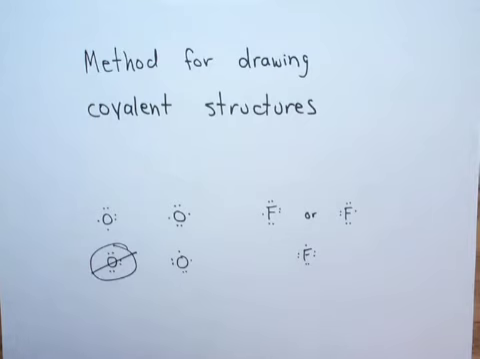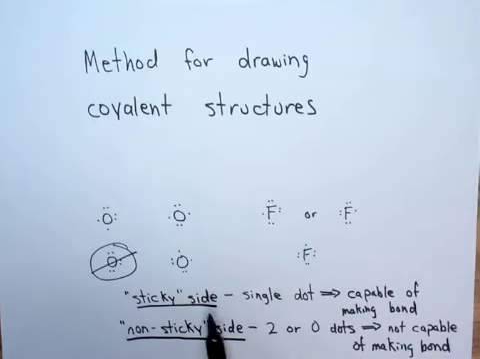The way I describe this is to say that whenever you have a dot structure, you have what are called sticky sides and non-sticky sides. What I mean by a sticky side is any side of one of these dot structures that has a single dot. What's going to be important about that is that it is a side of the atom that is capable of making a bond. A non-sticky side is a side of a dot structure that has either 2 or 0 dots. The important thing there is that that side is not going to be capable of making a bond.